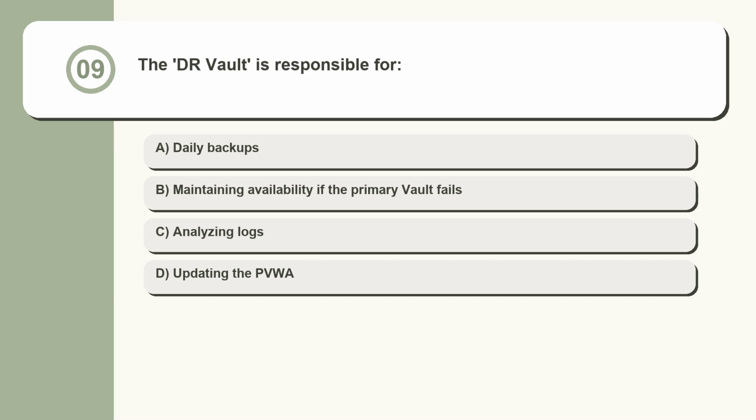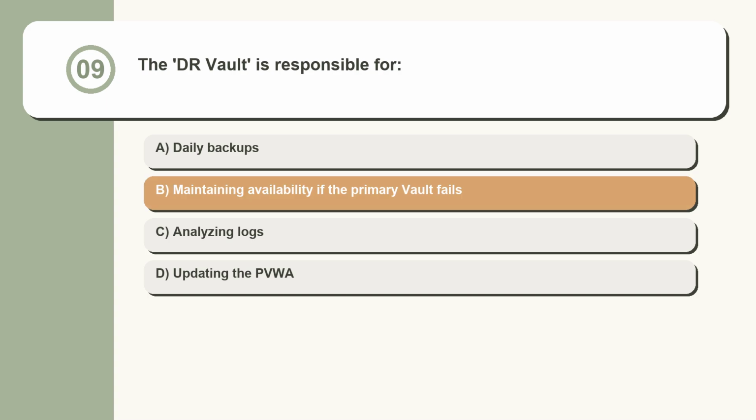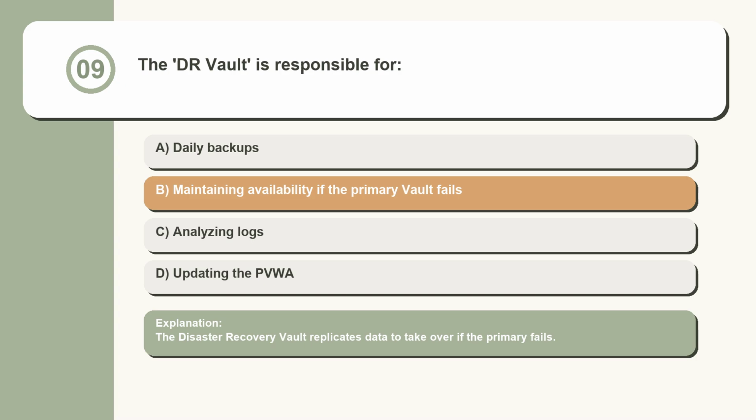Question 9. The DR Vault is responsible for daily backups, maintaining availability if the primary vault fails, analyzing logs, updating the PVWA. The Disaster Recovery Vault replicates data to take over if the primary fails.